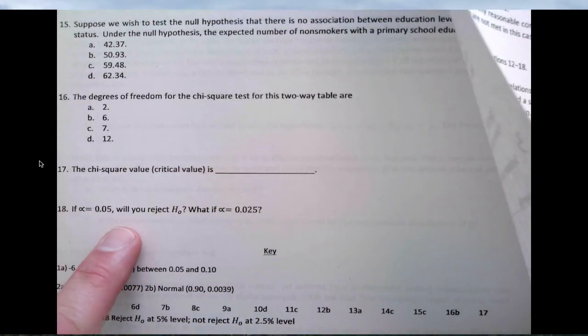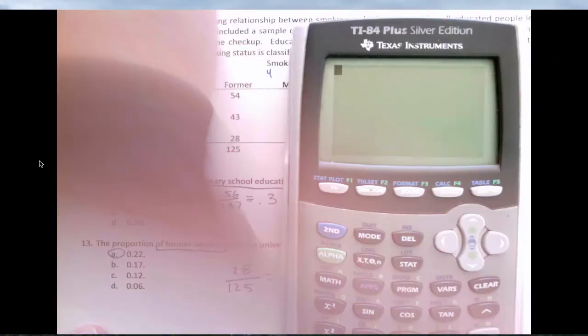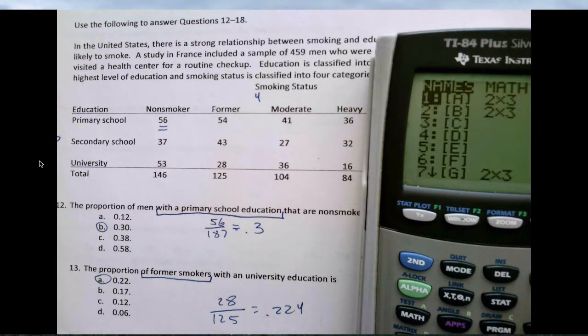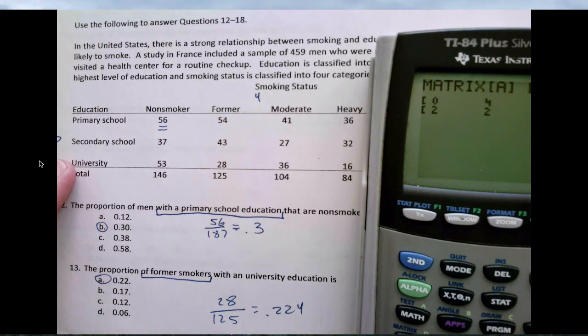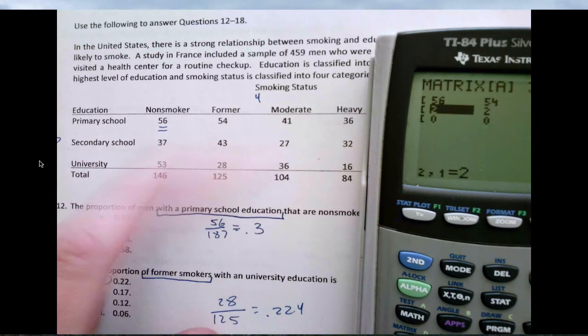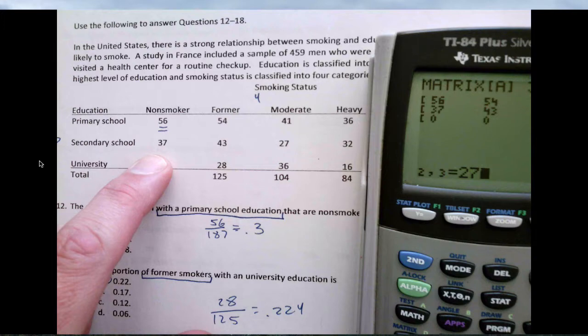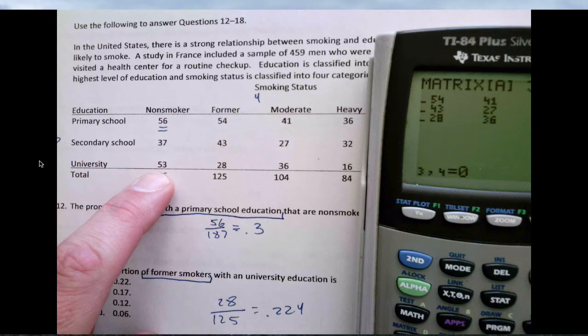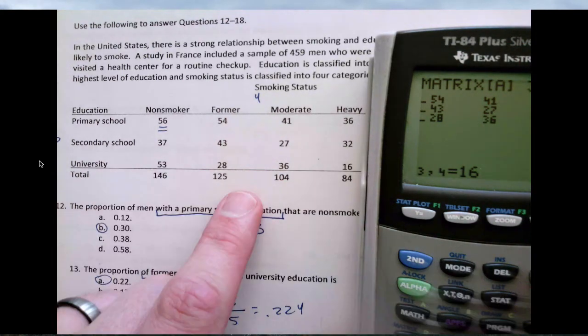The next thing we're going to do is the degrees of freedom and chi-square, and we're going to test this using a p-value. So let's actually go through and figure this out. One way to do this is to put all of this into our matrix. So when I go into the matrix, I'm going to edit A. The number of rows is 3. The number of columns is 4. So I'm going to enter 56, 54, 41, 36, 37, 43, 27, 32. Next is 53, 28, 36, 16. So I've got the entire table in there without the totals.